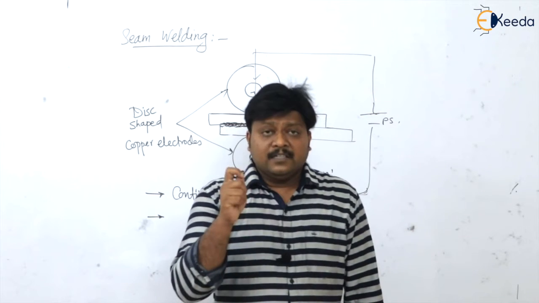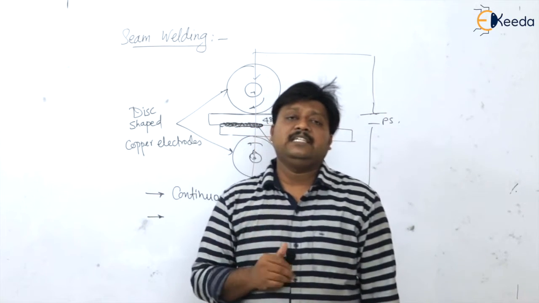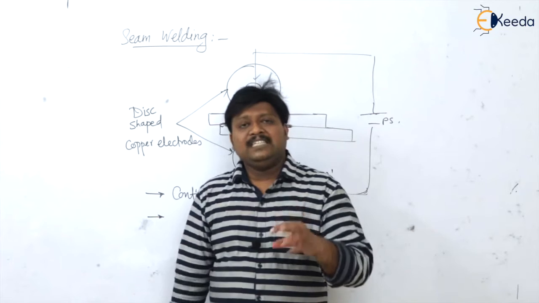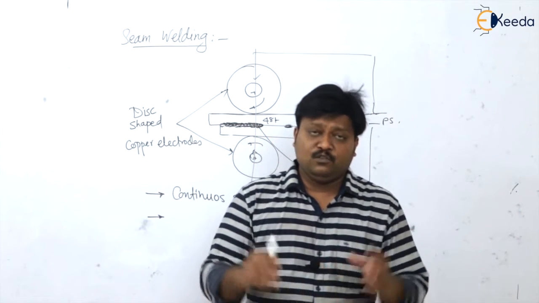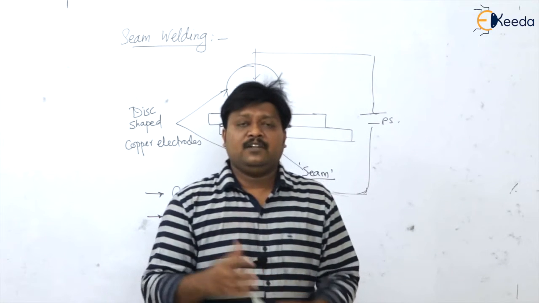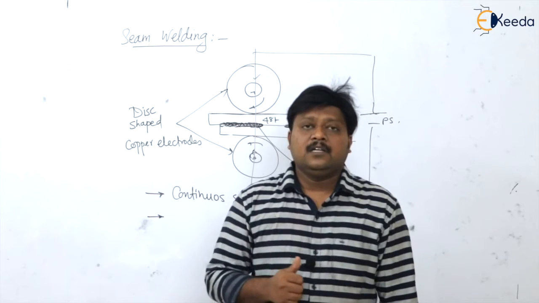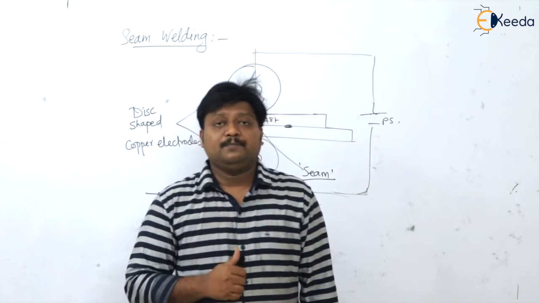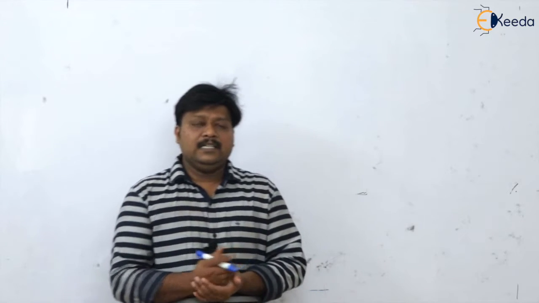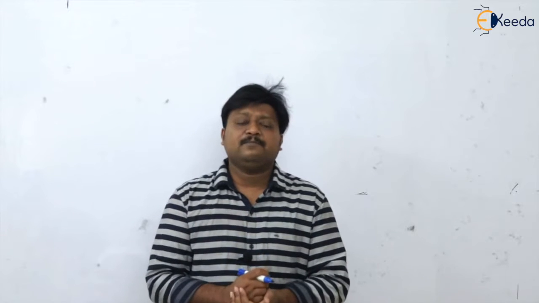Then the main application of seam and spot welding is where, without increasing the weight of the part, you want to join the plates or surfaces, for example in aircraft, bicycles, and space shuttles. So this is very useful. Now, let us discuss some applications of this resistance welding.